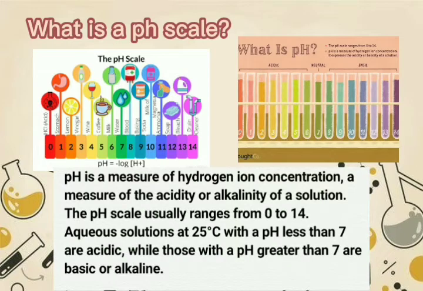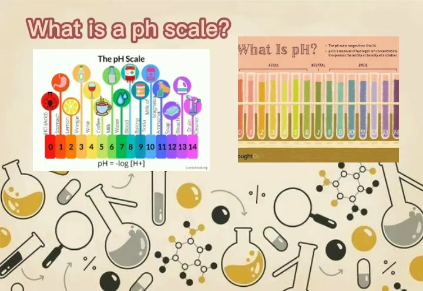So what is a pH scale? It is a measure of hydrogen ion concentration, a measure of the acidity or alkalinity of a solution. The pH scale usually ranges from 0 to 14. Aqueous solutions at 25 degrees Celsius with a pH less than 7 are acidic, while those with a pH greater than 7 are basic or alkaline. For further explanation, let's watch this video.